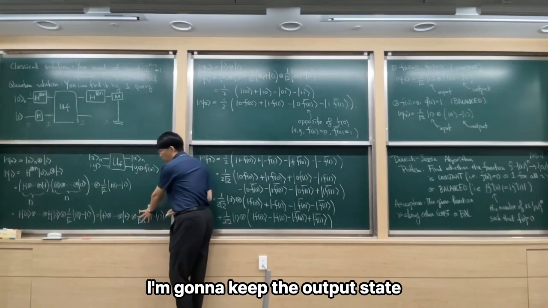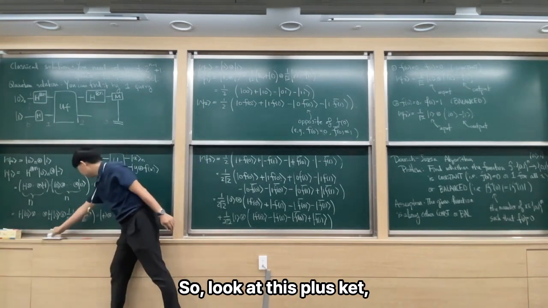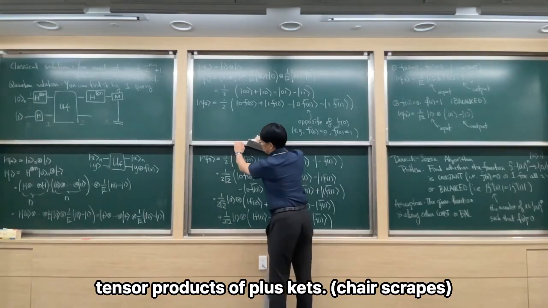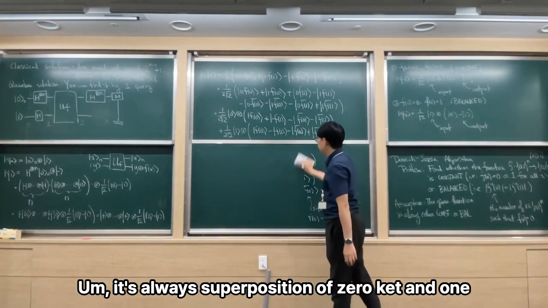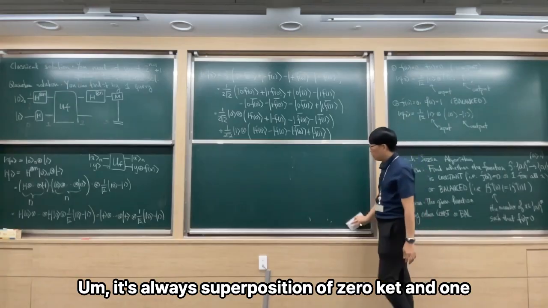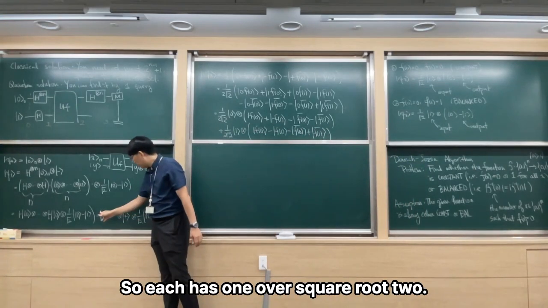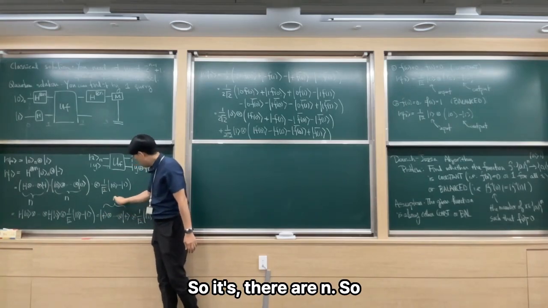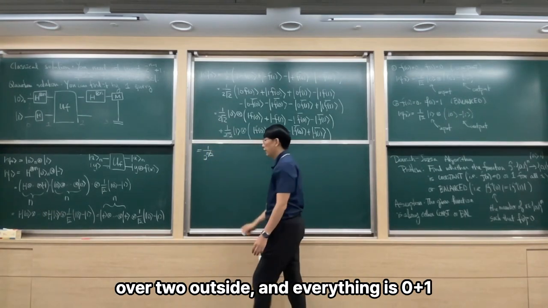So I'm going to keep the output state as this forever because I'm not going to mix it. So look at this plus ket, tensor products of plus kets. What does it look like? It's always a superposition of 0 ket and 1 ket with the positive signs. Let's take out the coefficient first. Each has 1 over square root 2. How many are there? There are n. So I can take out 2 to the n over 2 outside.